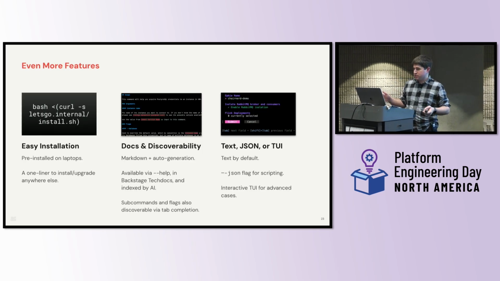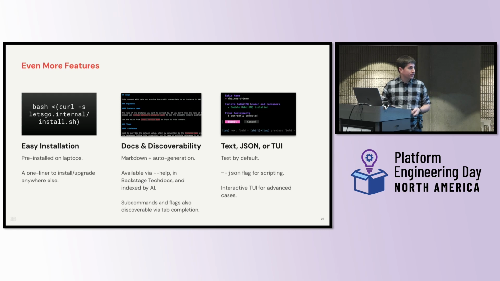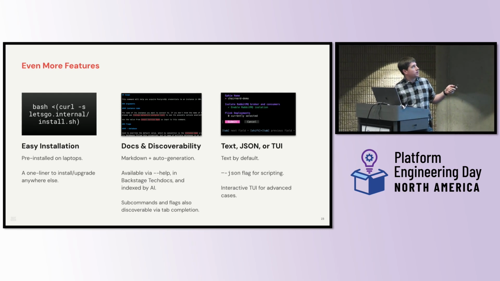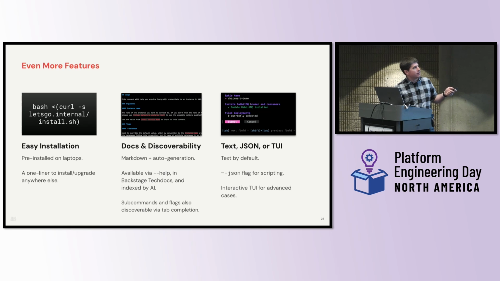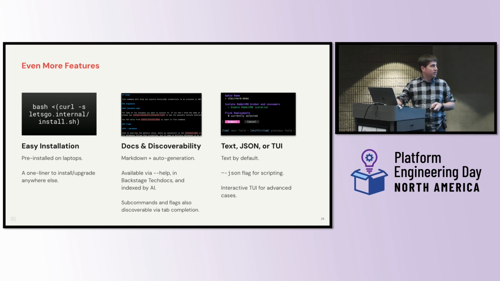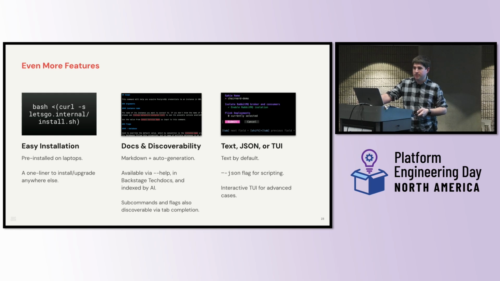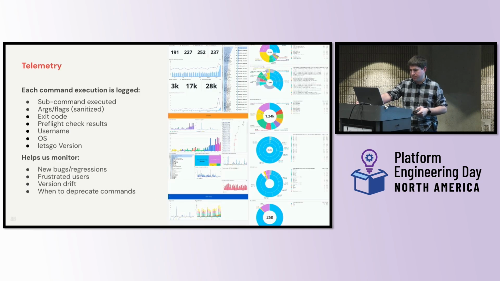There are so many features, and I am running low on time. A few other things we have: easy installation, just a one-liner anywhere you need to install it. Every single command, every flag, every argument has full documentation. It's a mix of auto-generated docs as well as Markdown. That's all rendered out whether you use the --help flags. It's shipped off to tech docs and Backstage. It's all there. And as I mentioned, we have JSON support in addition to text. We also have the ability to build out these really nice terminal user interfaces with Bubble Tea, which people love.